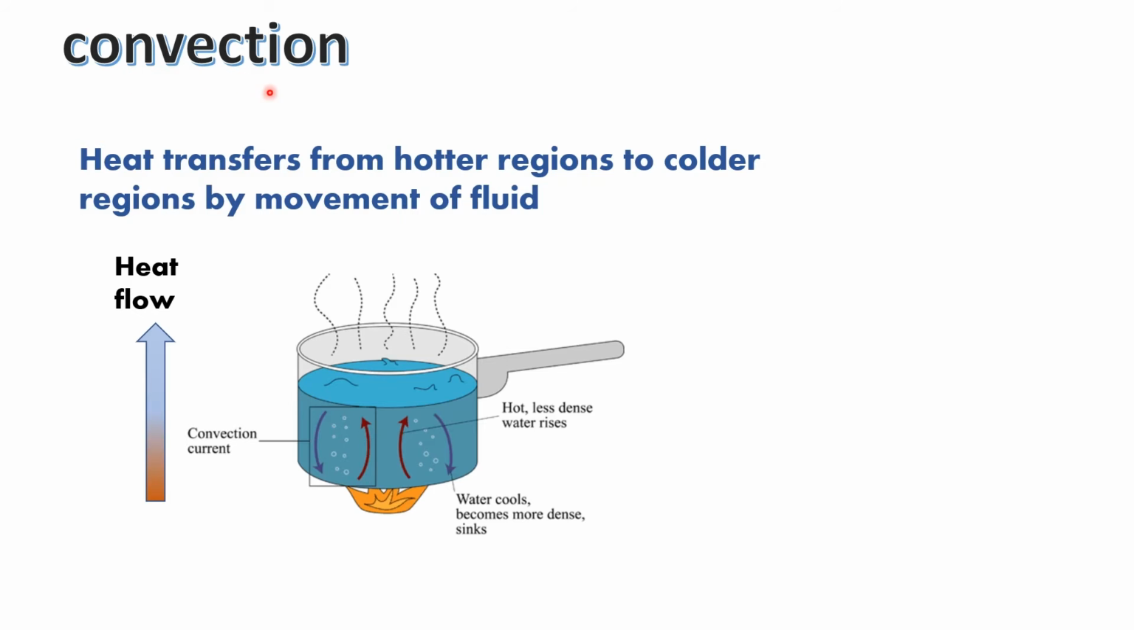The next way of heat flow is convection. In convection, heat transfers from hotter regions to colder regions by movement of fluid. Fluid includes gas and liquid. This diagram shows a boiling water. The bottom part of fluid or liquid is hotter, and upper part is colder. So heat flows from hotter region to cooler region.